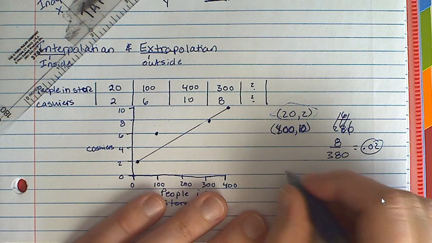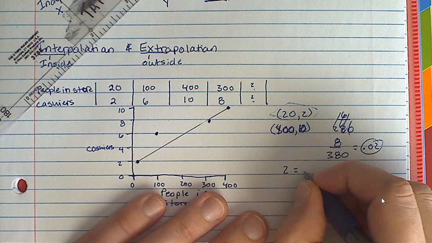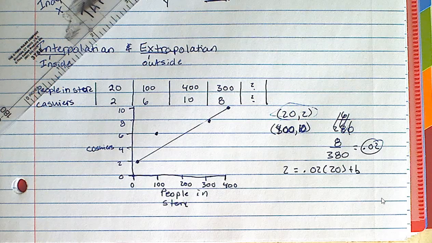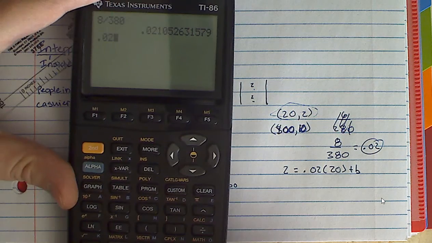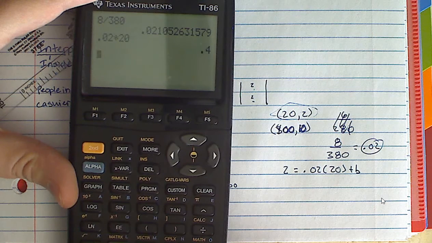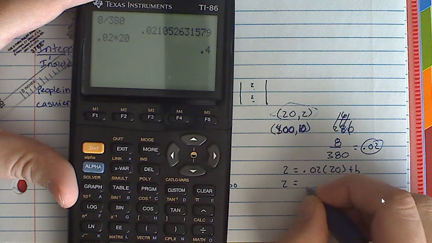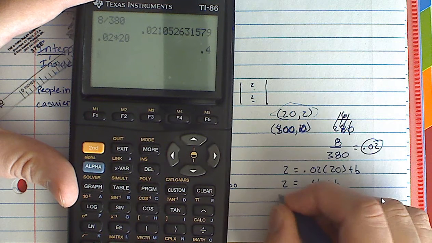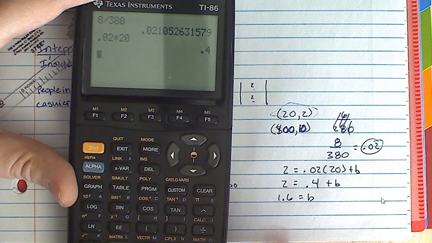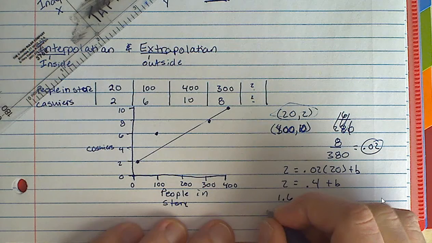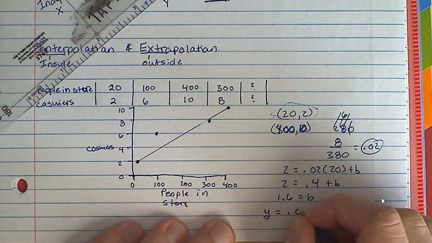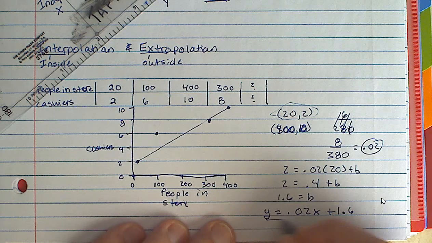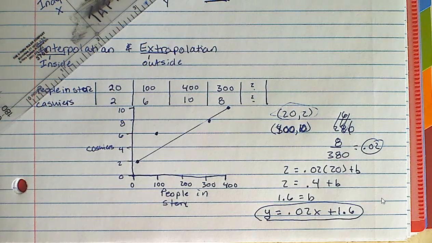So I'm going to do 2 equals 0.02 times 20 plus b. So 0.02 times 20 is 0.4. So 2 equals 0.4 plus b. And then I have to subtract 0.4 from both sides. So 1.6 equals b. So my equation of my line is y equals 0.02x plus 1.6. So this is my line of best fit is what it's called.